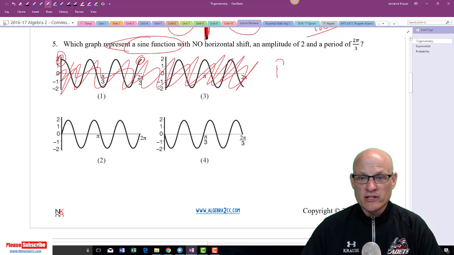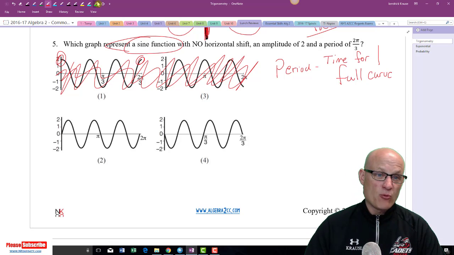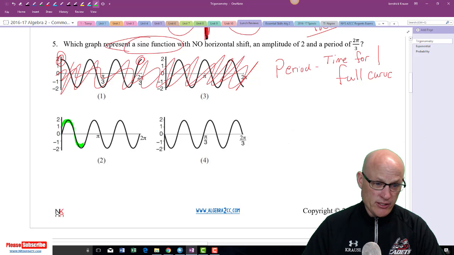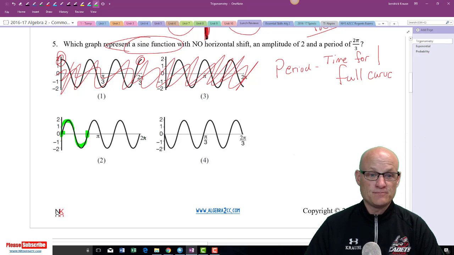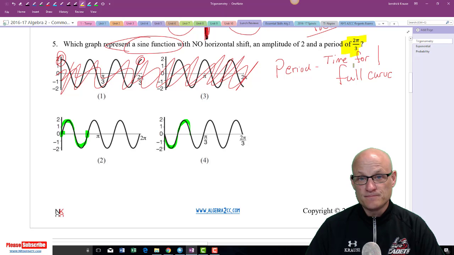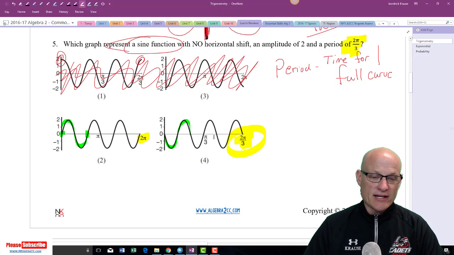Now, remember, period is defined as the time for one full curve. So, if I graph one full curve here, I stop here. How long is that? Oh, if I do one full curve here, how long is that? I don't know. All I do know is that the time should be 2 pi over 3. Well, if I look at this one, 2 pi over 3 is here. Did that thing finish one curve by the time it got to here? No way. It finished 3. So over here, it looks like this might be the right answer.